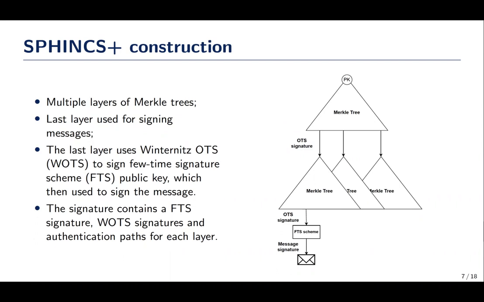A few-time signature scheme is a stateless scheme where you can sign a few messages. Usually, for example in SPHINCS, you can use it around 8 times, and then the security slowly decreases. Then a few-time signature scheme is used to sign the message. The digest of the message determines which instance of the few-time signature scheme is actually used. The signature contains the few-time signature, the WOTS signatures, and the corresponding authentication paths. To check the signature, the verifier tries to compute the root of the Merkle tree at the top level, and if it's equal, then the signature is valid.